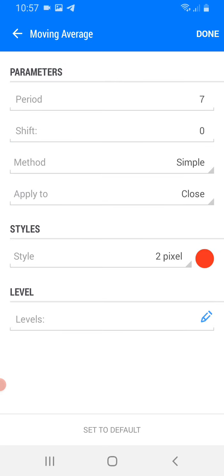So guys, the next indicator is also a moving average. The period 7, shift 0, method simple. Apply to close, the style 2 pixel. You take the color red, you click done.